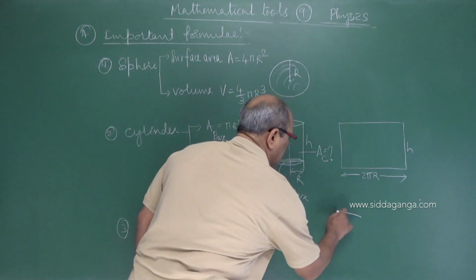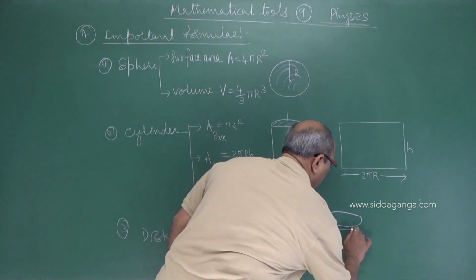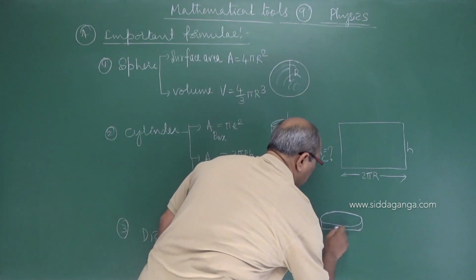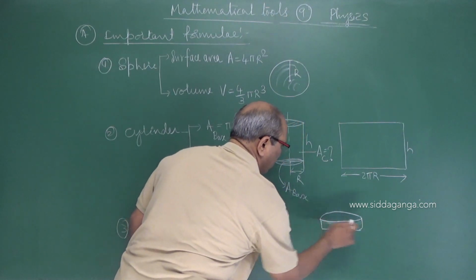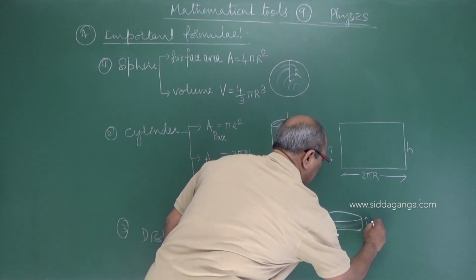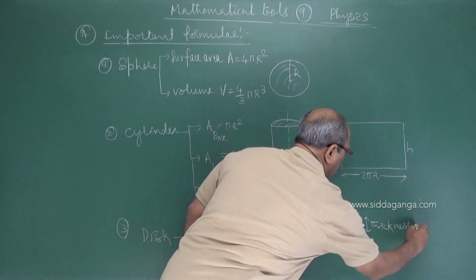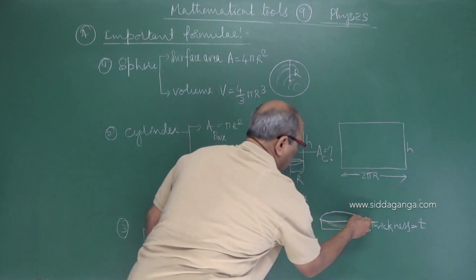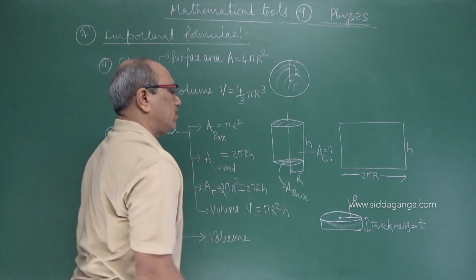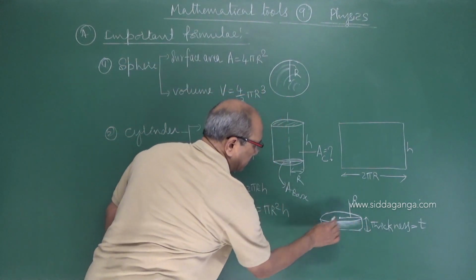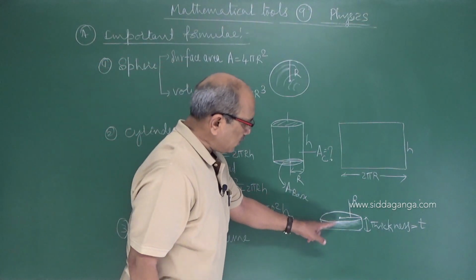Because the disk is like a coin, its thickness is very small, but it resembles a cylinder with an area. If this is the thickness T and R is its radius, then the volume is again pi r square into height, similar to that of the cylinder.